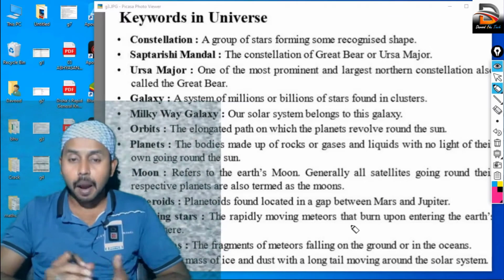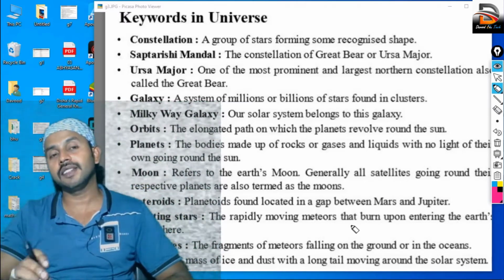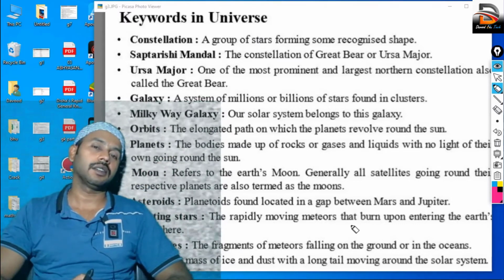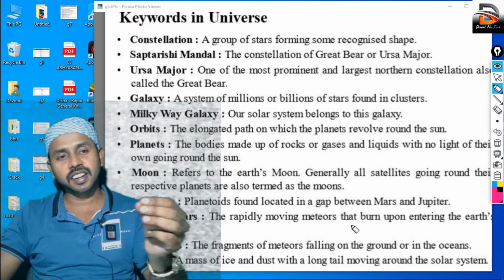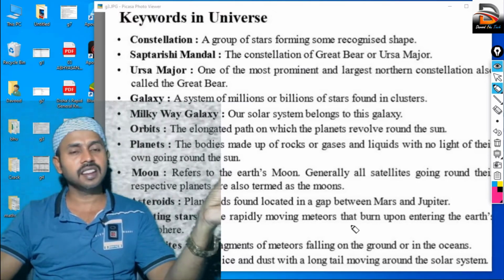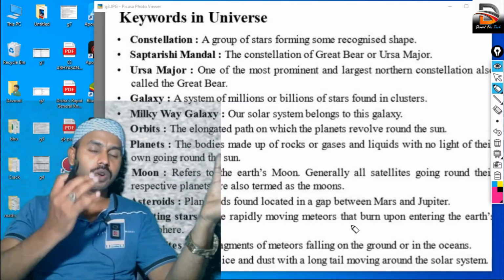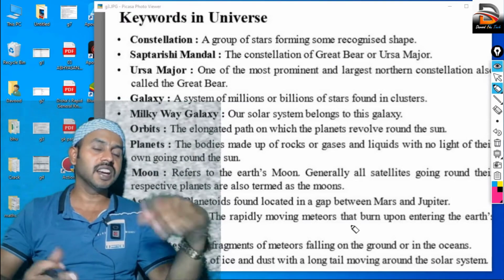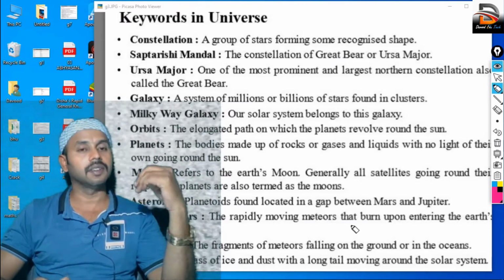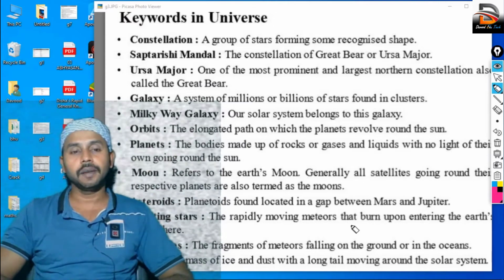So a shooting star is rapidly moving matter that burns upon entering the Earth's atmosphere. We can observe these as stars, but it is not actually a star. Some big stones are coming towards the Earth. The Earth attracts them, and when the friction increases, the stone burns as it comes to the Earth. Okay, you understand.